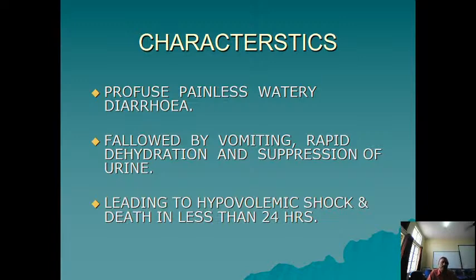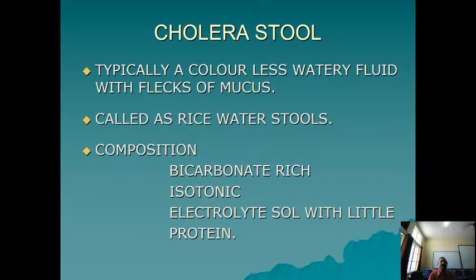Now, the classical diarrhea in cases of cholera was pea soup stool, and vomitus, which was almost projectile in nature. Remember, projectile vomiting is a classical feature of increased cranial tension. But you used to have effortless vomiting, not projectile, which is there in case of diarrhea. Typically a colorless watery fluid with flecks of mucus, called, not pea soup, pea soup is in typhoid, rice water stools. Composition was bicarbonate rich, isotonic, electrolyte solution with little protein.